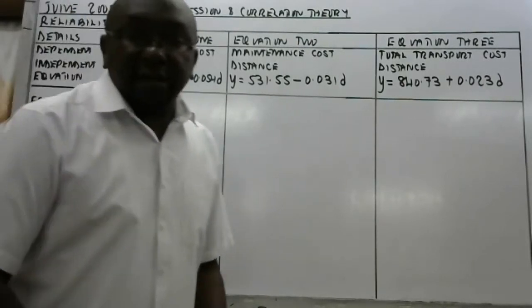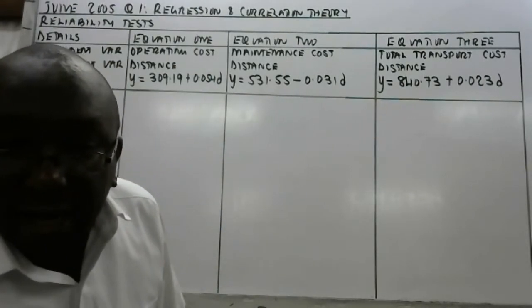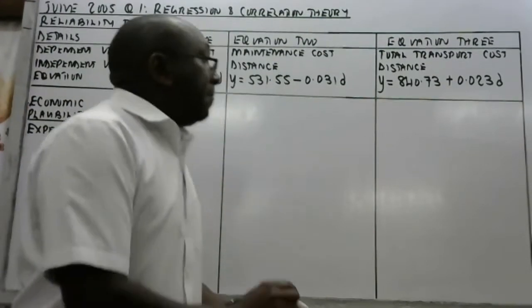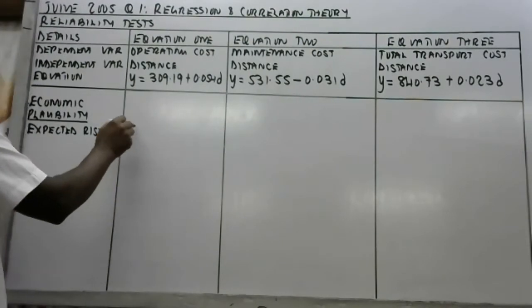Okay, I can see the answers coming. We are expecting a direct relationship. So now here write direct.